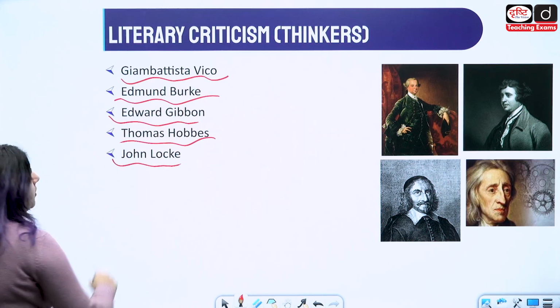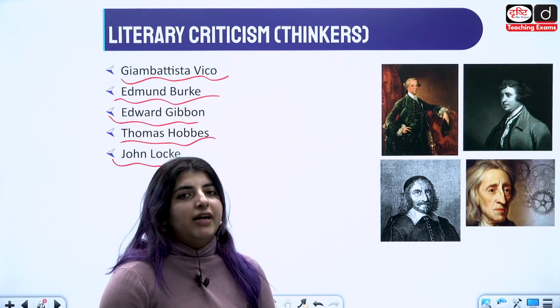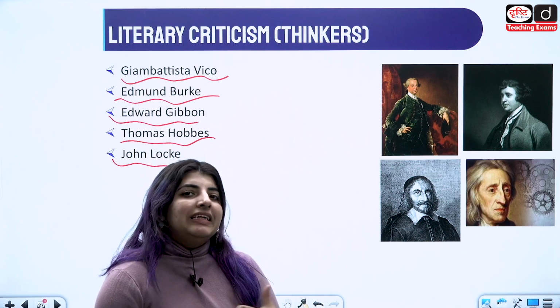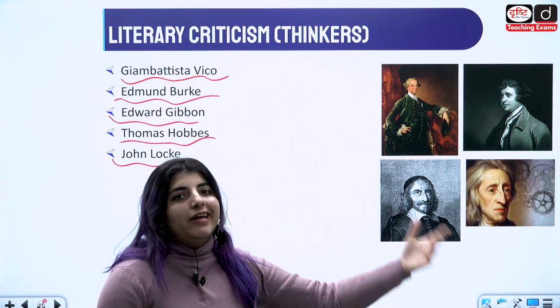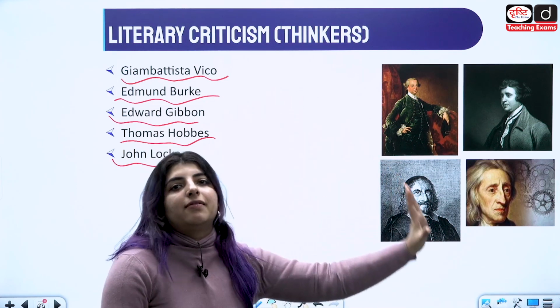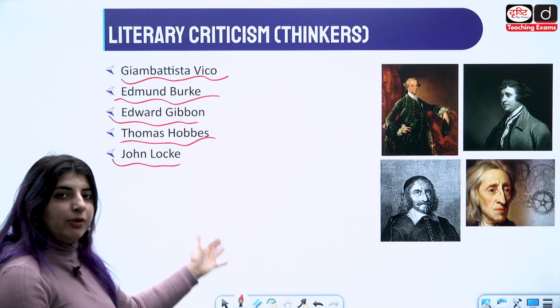Then in literary criticism, the other thinkers like Giambattista Vico, Edmund Burke, Gibbon, Hobbes, Locke. Locke is majorly associated with the idea of tabula rasa, that the mind is a blank slate. We are not born with anything written on our mind, but rather we create things with our own sensory experiences. So we are going to talk about the thinkers as well, which would be non-fictional somewhere or the other.